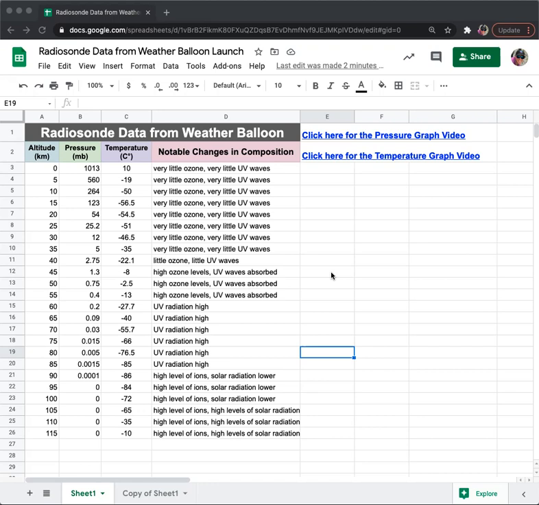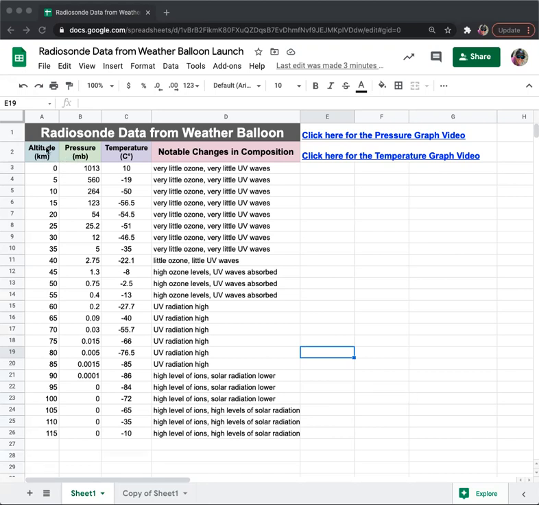And the first thing we need to do when looking at this data is to make it a little bit more reasonable. So we're looking at this beautiful data table. But one of the easiest ways to see trends in data is to graph it. So that's what this video is about. So hopefully you clicked on here for the pressure graph video. The next video we'll watch is the temperature graph video, but we're going to look at our altitude and pressure.